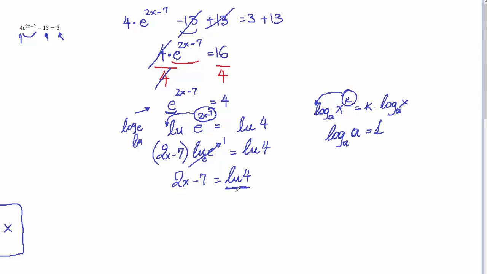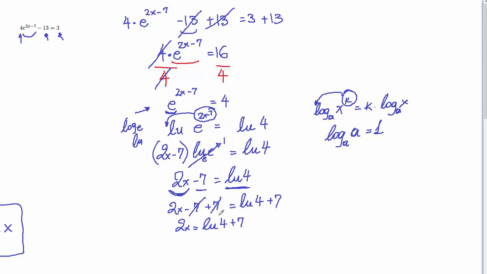This is a number, some specific number. There are no x's here. This is a number, so I have two constants here. So the only variable term is this. So I can move now the 7 to the other side of the equation by adding 7 on both sides. This way I cancel out negative 7 and plus 7. So I have 2x equals ln of 4 plus 7.